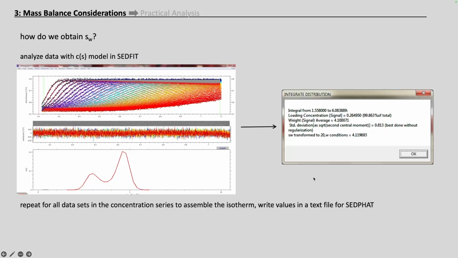We can follow the same procedures for all experiments in the concentration series, which are usually data from cells in the different rotor positions of the same run. And then we can write a text file with a column for micromolar concentrations and a column with the SW value. That is what ZFAT reads for isotherm analysis. We will go through that in more detail shortly.